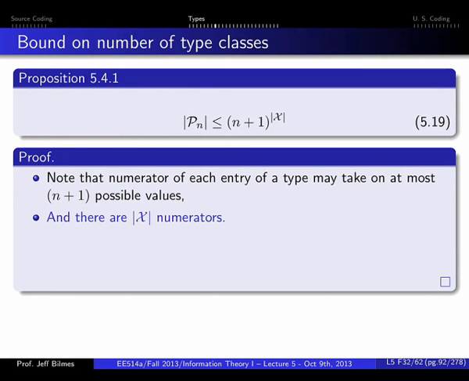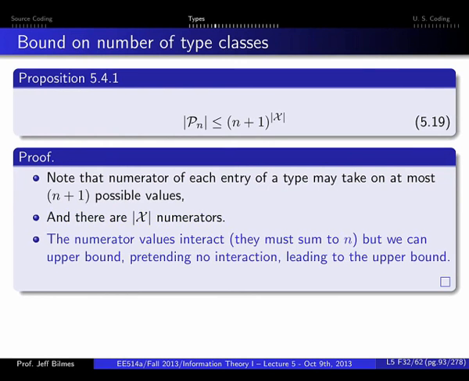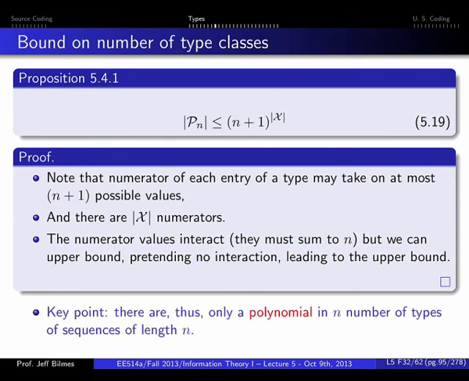And so if you just take a naive upper bound and you just count the number of possibilities there are, there's n plus 1 to the x, which is what we get. That ignores the possible interaction. Like if the first one is n, obviously the next one has to be 0. So we're overcounting. But that's okay. It's an upper bound and it's still polynomial, and that's all we care about. Polynomial in n, that's the key point. Even if it was a little bit worse, if it was still polynomial, it wouldn't matter. It would still allow us to show our theorem.